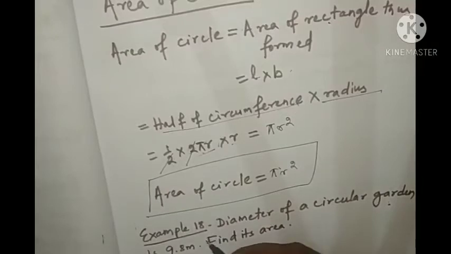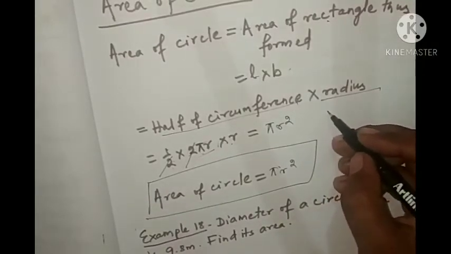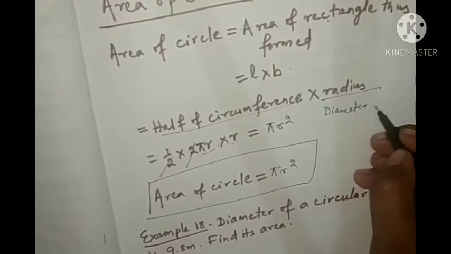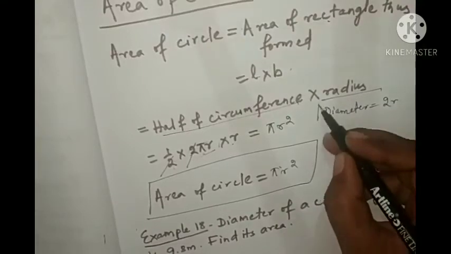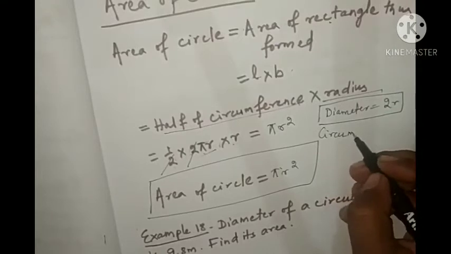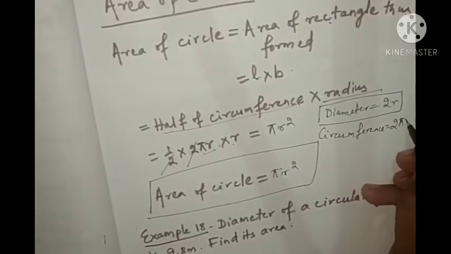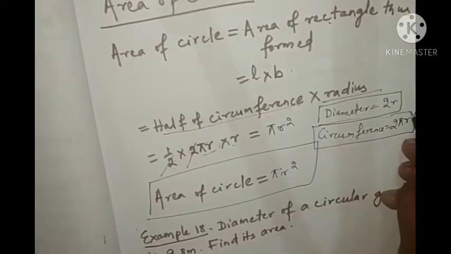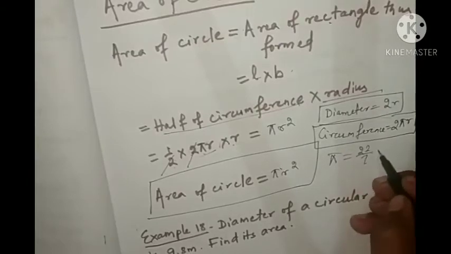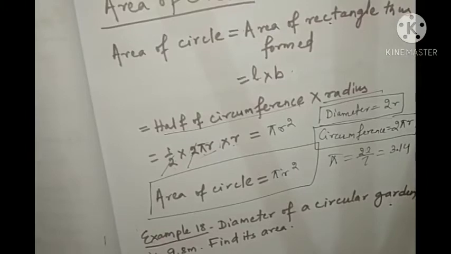So what are the terms you have seen, that you have already known? Radius, diameter. Diameter is 2r, which means diameter is twice the radius. Then circumference: circumference equals 2 pi r. And pi is always 22 by 7, or you can write it as 3.14. So these are the values you need to remember.